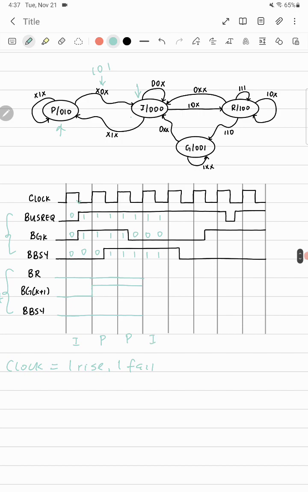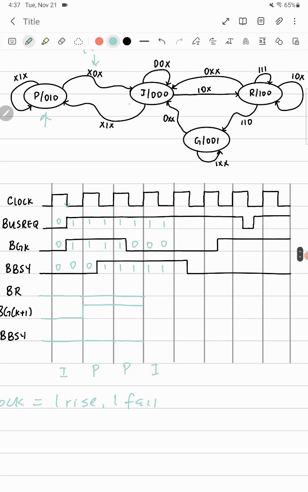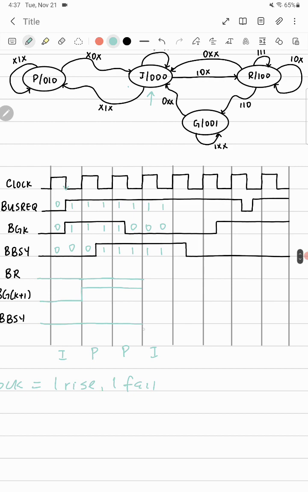This is moving from pass to idle. And we know idle has an output of 0, 0, 0. So this falls here. Oh, sorry. Yeah, this is still here. This falls here, and this is 0, 0, 0.